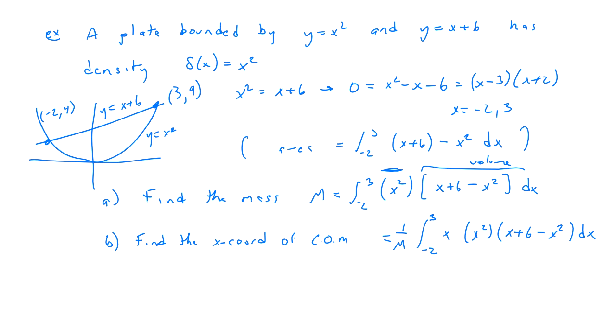So we can see, at least for now, it's building on itself. If we start with the area, it's just the top curve minus the bottom curve. If we're doing the mass, we multiply that by the density. And if we're getting the center of mass, we're multiplying that by x.